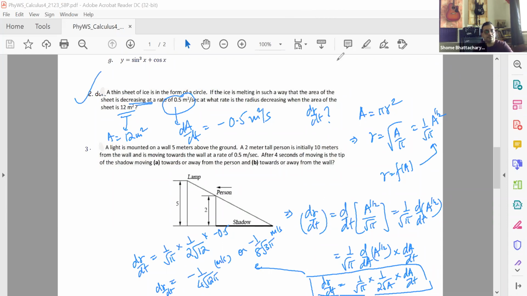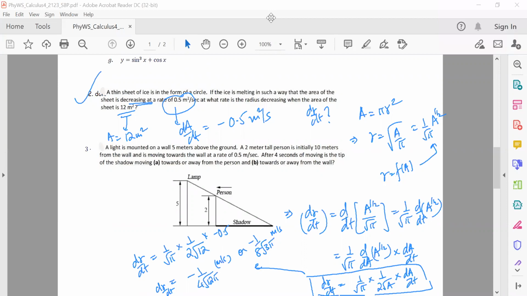Okay, so this is the direct, straightforward way of doing this question. dA by dt was the known quantity, whereas dr by dt was the unknown quantity. So I expressed r in terms of A rather than A in terms of r, so that when I differentiate, the left hand side is the unknown quantity for me, dr by dt. So just note this down if required.